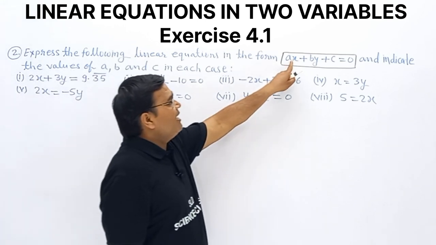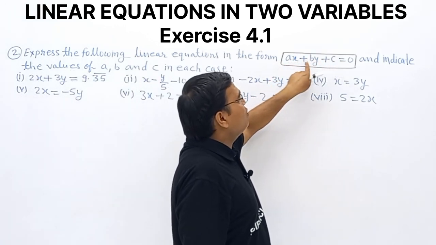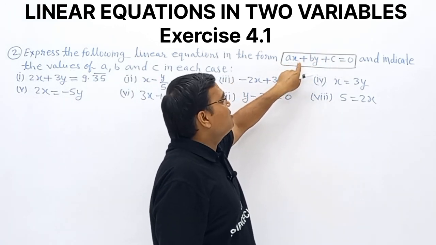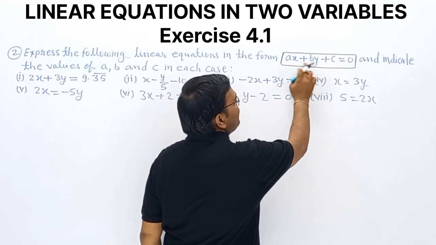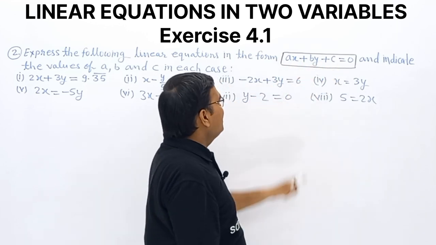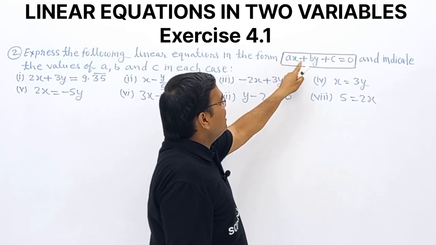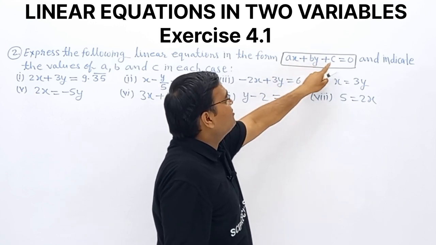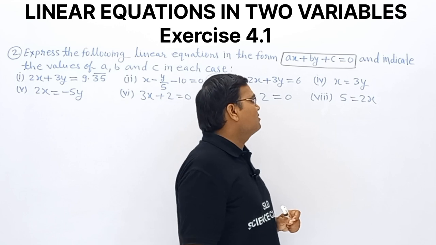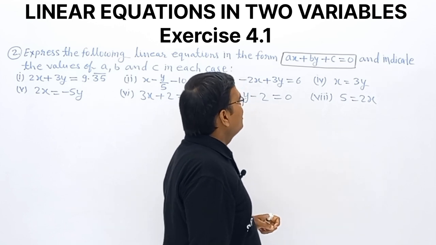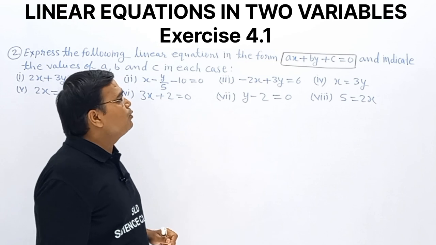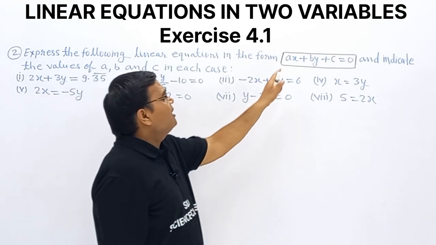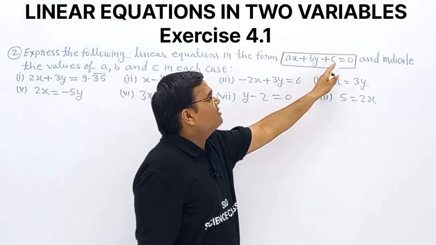ax plus by plus c is a linear equation in two variables. x and y are the two variables. a is the coefficient of x, b is the coefficient of y, and c is the constant term. So the general form of a linear equation in two variables is ax plus by plus c.